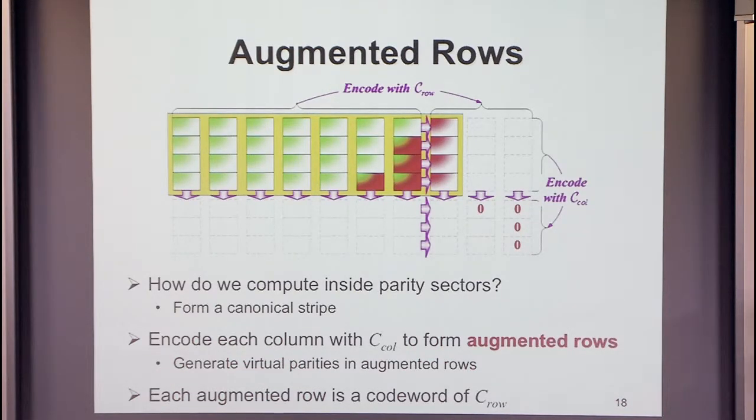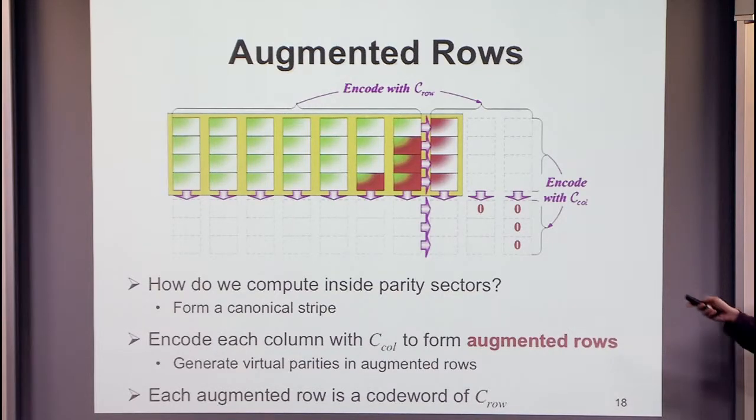The idea is we augment the stripe, which we call the canonical stripe, such that we augment the row by encoding this with the C column, to form the augmented rows. And you have some empty space, which we call the virtual parities, and I want to generate such virtual parities so as to reconstruct all these parity setters that I actually store. Because of this linear property, each augmented row is actually a codeword of the C row. So this one is a codeword of the C row.